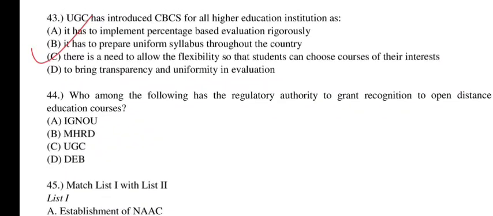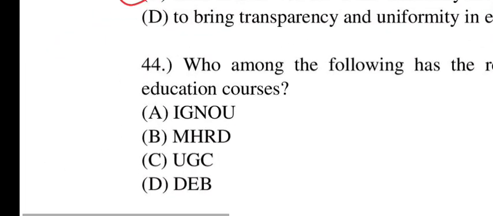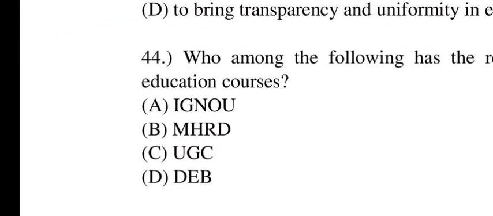Question 44 says who among the following has the regulatory authority to grant recognition to open distance education courses? IGNOU, MHRD, UGC, DEB. The correct option will be D, DEB.